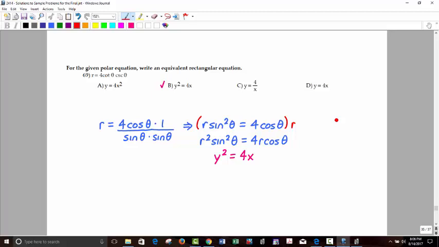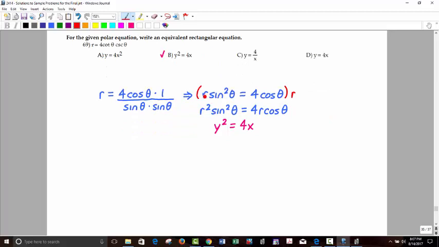Now, over here, I can pair up r with one of the sine thetas to give me y. The problem is I would still have a leftover sine theta. See, the sine and cosine of theta have to have an r to convert over to x. So that's why I'm multiplying both sides by r. It takes care of my goal on both sides.